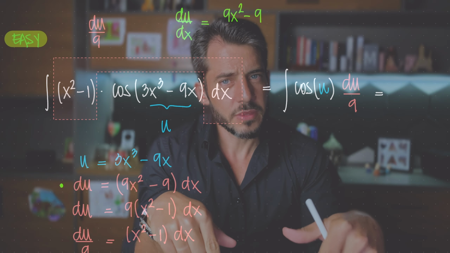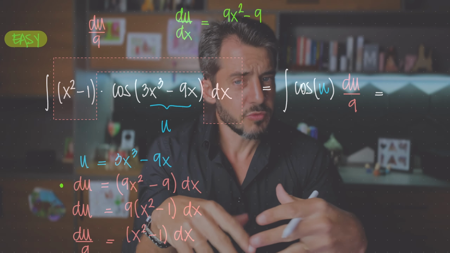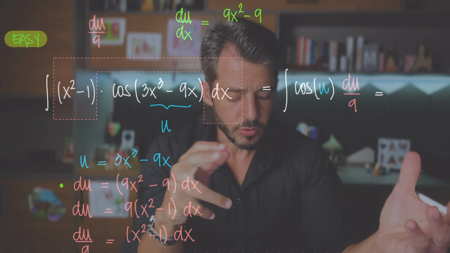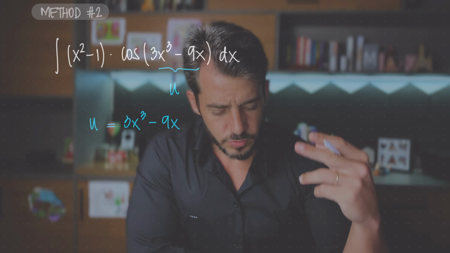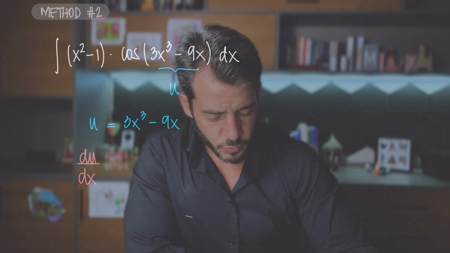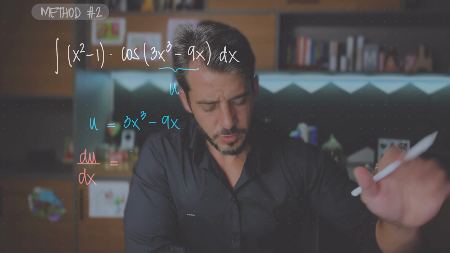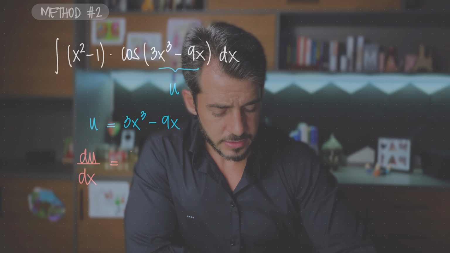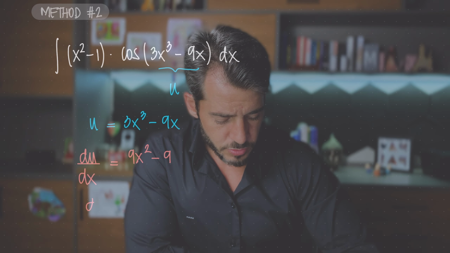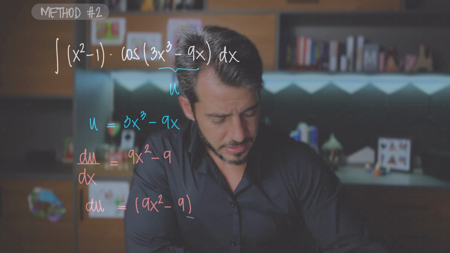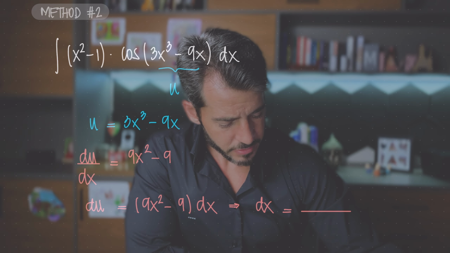Let me call this method 1, and let me show you what method 2 will look like before we actually finish this integral. I copied the integral from above, and after selecting u, you may differentiate u with respect to x, and maybe you write it like this, or you leave the dx to the right hand side. But the idea is you have your 9x squared minus 9, which means that du is equal to 9x squared minus 9 dx, and this is what makes this method a little bit different.